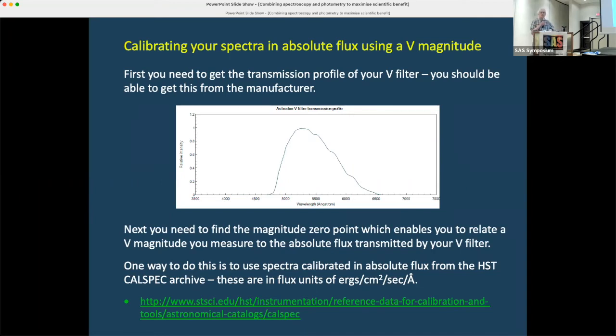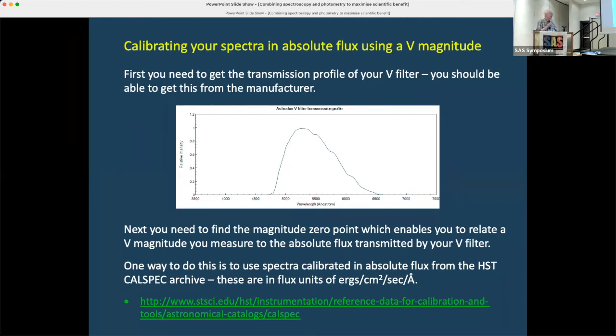The one I have is the one from Astrodon, which seems to be the most common one, or at least it was before it became unobtainable. You can get that from the manufacturer, hopefully. You need to find what I've called the magnitude zero point, which enables you to relate your V magnitude to the absolute flux transmitted by that filter.